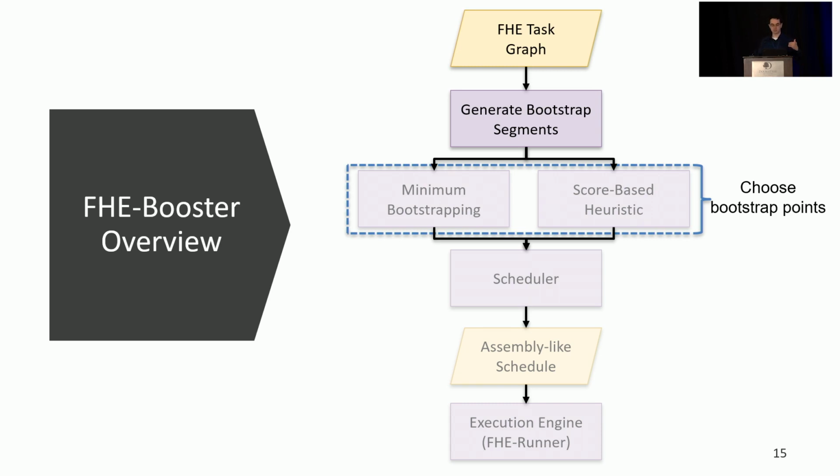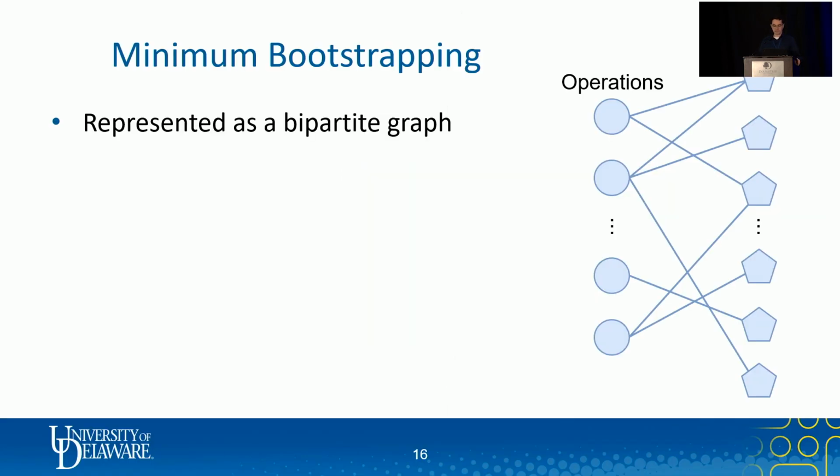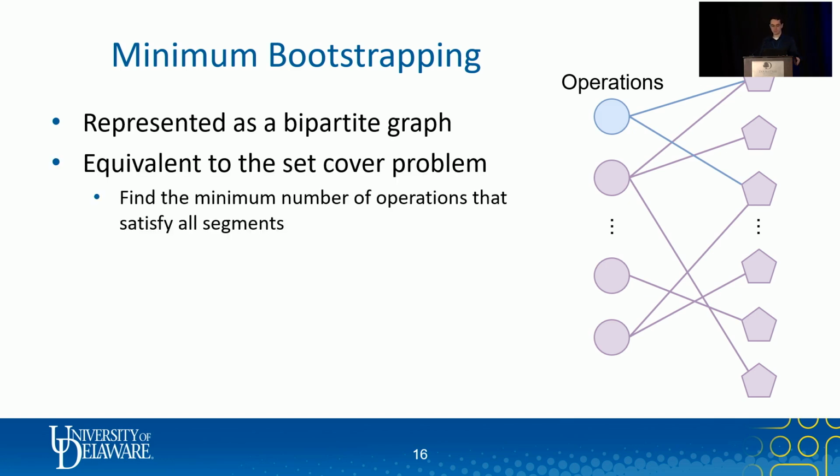And we developed two methods of doing this. So the first is minimum bootstrapping. And the way you can think of this is as a bipartite graph where we have operations on the left and segments on the right. And whenever we choose an operation to bootstrap, that's going to satisfy all these segments that it's connected to in the graph. And we want to choose the minimum number of operations on the left to satisfy all of these segments on the right. And if this seems familiar, that might be because this is equivalent to the set cover problem, which is a classic NP-hard problem. So using this method is going to be limited to smaller task graphs, essentially.